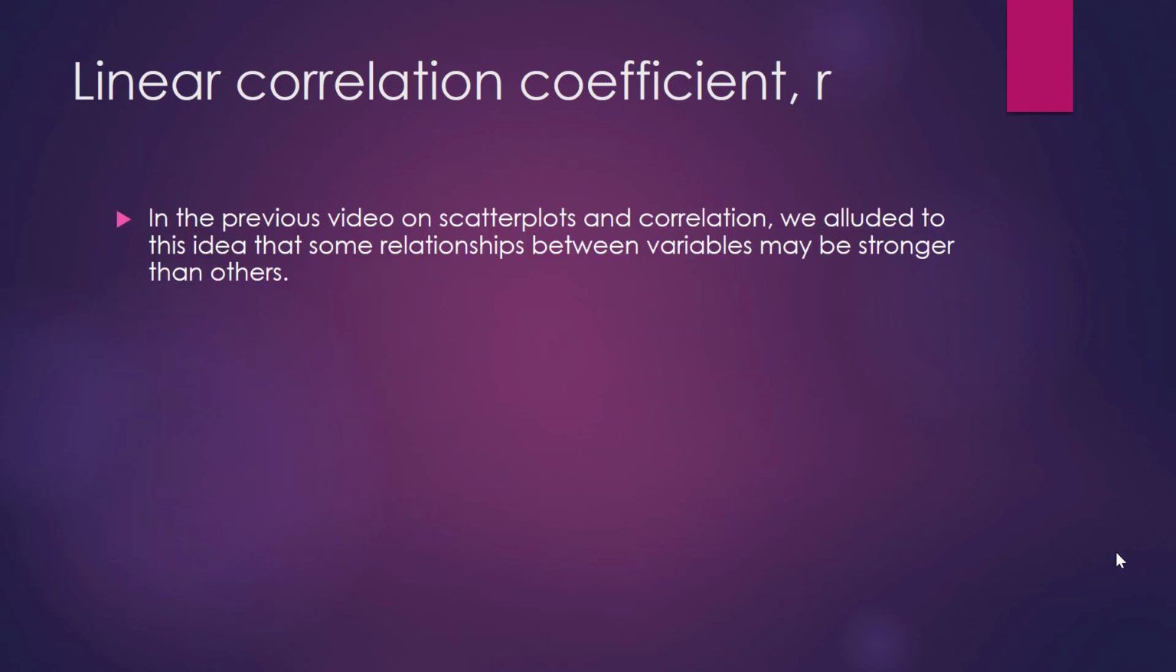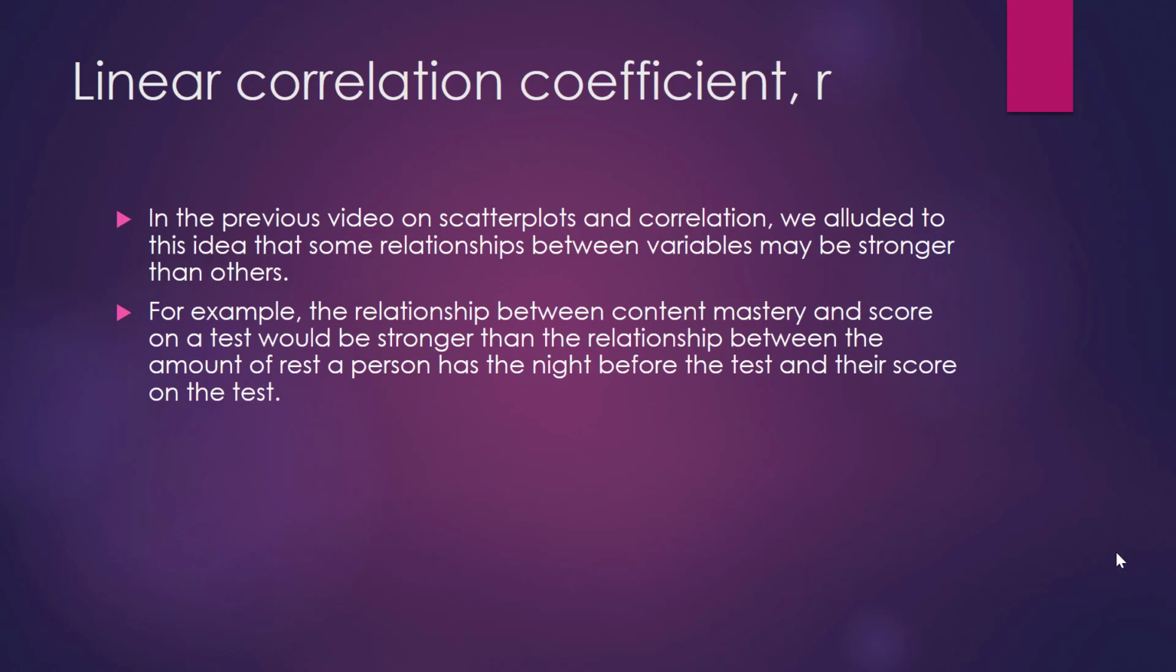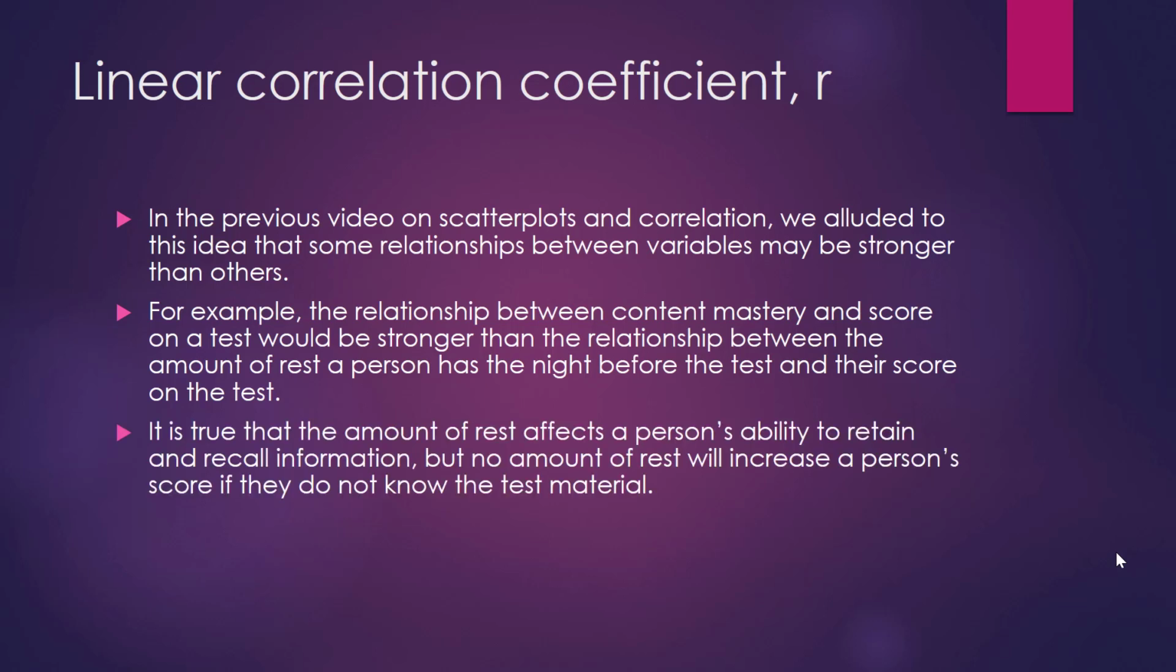In the previous video on scatter plots and correlation, we alluded to this idea that some relationships between variables may be stronger than others. For example, the relationship between content mastery and score on a test would be stronger than the relationship between the amount of rest a person has the night before the test and their score on the test. It is true that the amount of rest affects a person's ability to retain and recall information, but no amount of rest will increase a person's score if they don't know the test material.